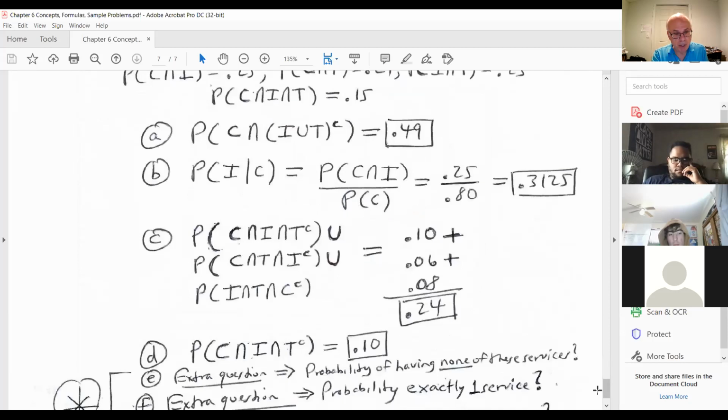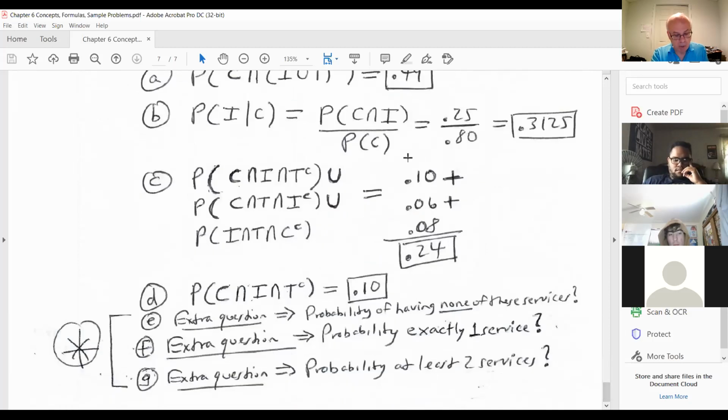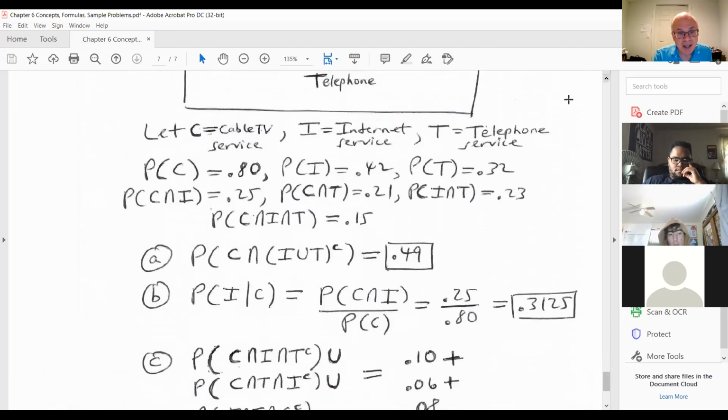Next question, B. What's the probability of internet given that they have cable TV? In other words, if you know that they have cable TV, what's the probability they have internet also? Well, this is that conditional probability. If you select them at random from the cable group, what's the probability that they have internet? Well, we can use the formula for conditional probability.